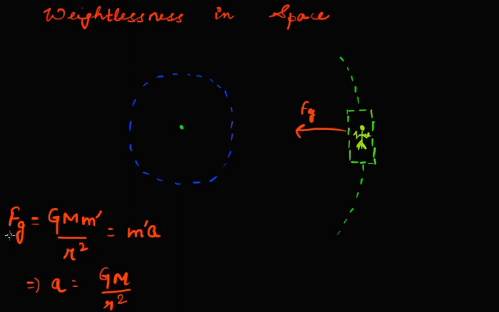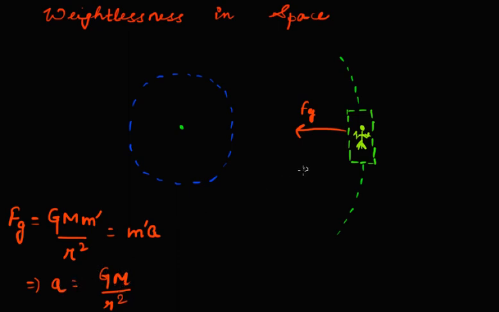Let's say the mass of the space station and the astronaut is m dash. What is the force of gravity on this system? It will be G, the gravitational constant, times the mass of Earth M times m dash, divided by r square, where r is the distance of the space station from the center of Earth. This is the centripetal force, which will be the mass m dash times the centripetal acceleration. So what is the centripetal acceleration? The centripetal acceleration is GM by r square.